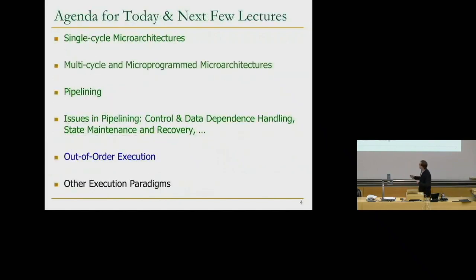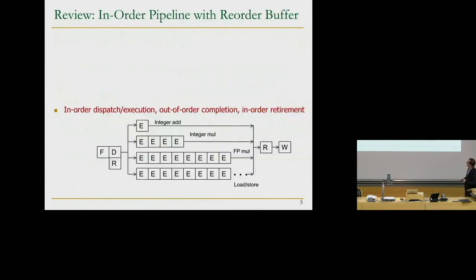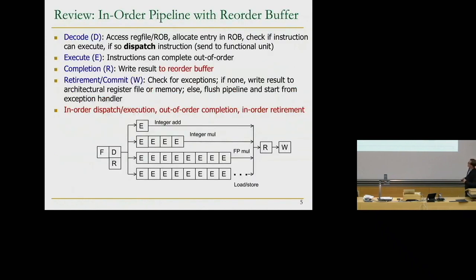So this is where we are, basically. We're done, essentially, with at least some issues in pipelining. We haven't covered everything; there are a lot more issues. If you take an advanced course, if you design your own pipeline, you will figure that out. Now we're going to do out-of-order execution, and then we're going to switch to other execution paradigms. I've already given you this one.